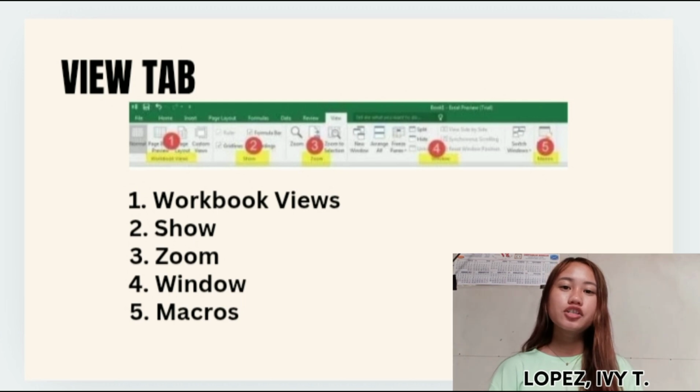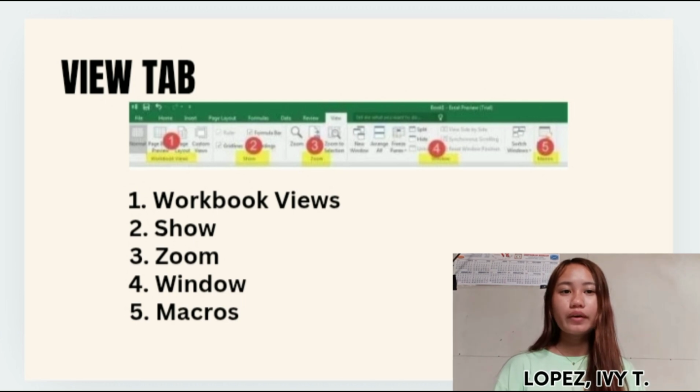Sometimes an Excel sheet may contain a lot of data and you may want to zoom in or zoom out desired areas of the Excel sheet. Number 4 is Window. The new window is a helpful feature which allows the user to open a second window and work on both at the same time.